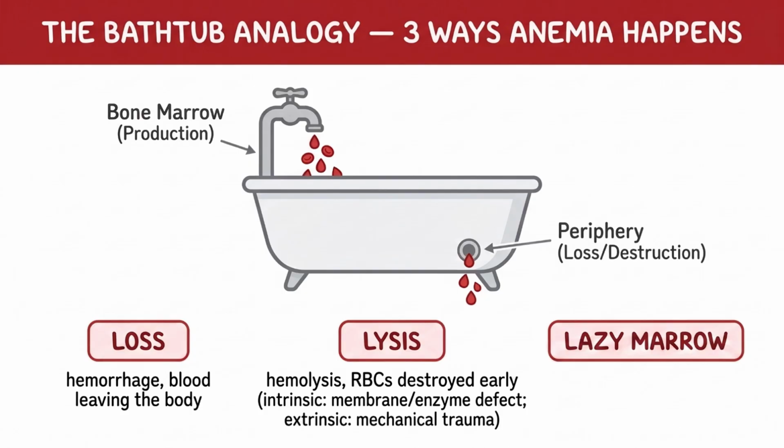Number three is decreased production, or as I like to call it, lazy marrow. The bone marrow is simply not producing enough RBCs. So our basic framework is three mechanisms: loss, lysis, and lazy marrow. Three L's. And if any of these three happens, you get anemia.